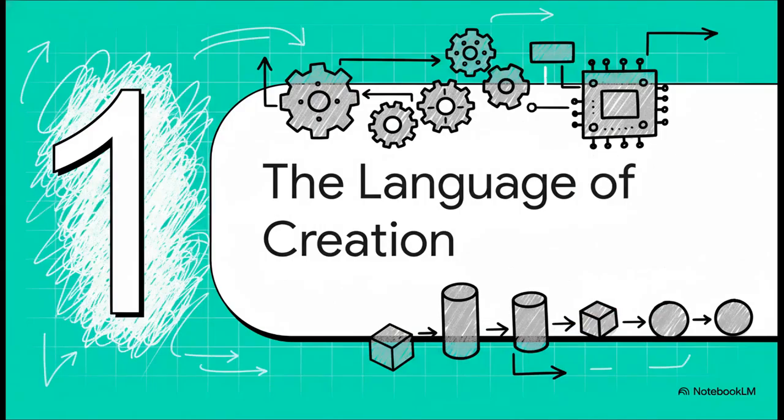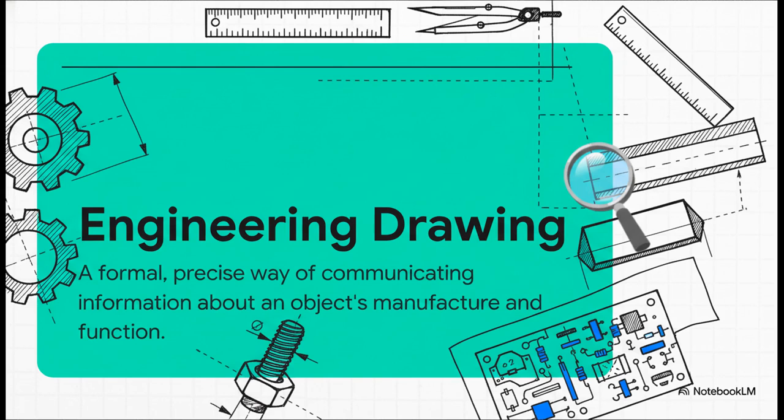So what is this language exactly? Because it's way more than just a simple sketch. It's a really structured system designed to communicate some pretty complex ideas with absolute clarity. The best way to think about it is like a super detailed set of instructions. See, an engineering drawing doesn't just show you what an object looks like. It tells you exactly how to make it. And maybe even more important, it tells you what makes it work correctly. It's the master plan for everything.